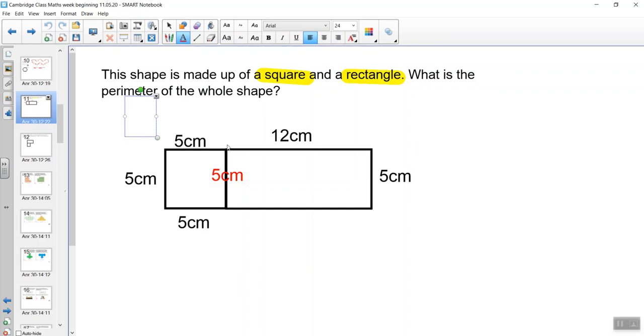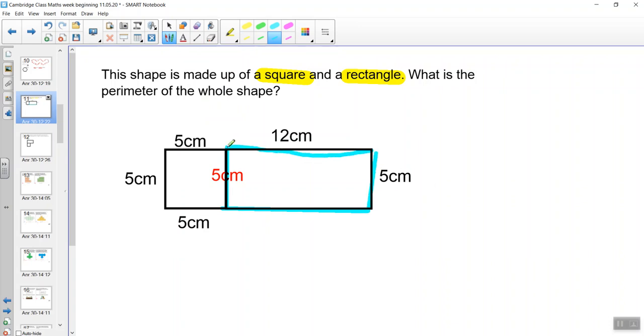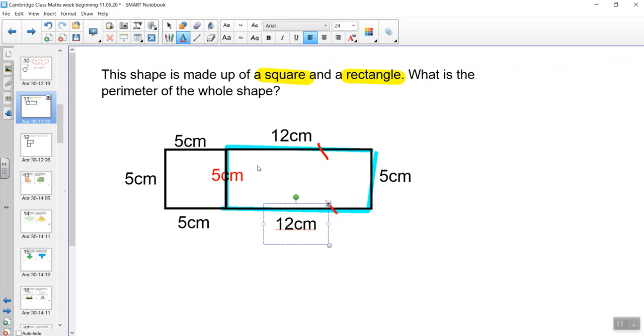Now, before I can find the perimeter, I need to check that I've got a measurement on each of these sides. And I've got a side here missing. This bit here doesn't have a measurement on it. But I know, highlight pen to show you, that this is a rectangle. And if this is a rectangle, I also know that this side here is the same length as this one here. So this side here is 12 centimetres long. Now, can I work out the perimeter of the whole shape? I probably can now.